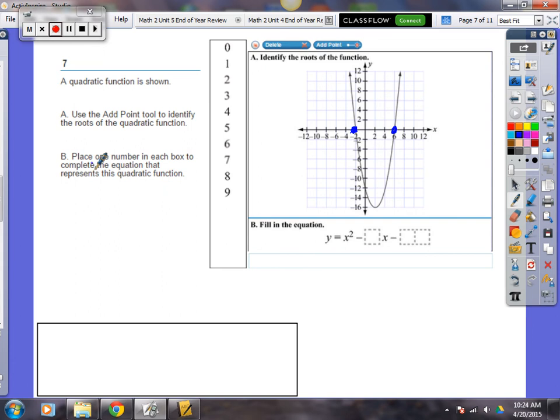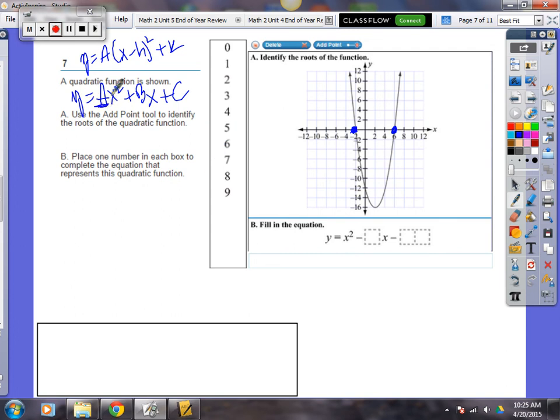B, they want us to come up with the formula for this equation. And the hardest part in finding the formula is the a. Y equals a times x minus h squared plus k. Okay, a is the dilation. A is if it opens up or does it open down, and kind of how steep it is. Or there's the standard form, y equals ax squared plus bx plus c.